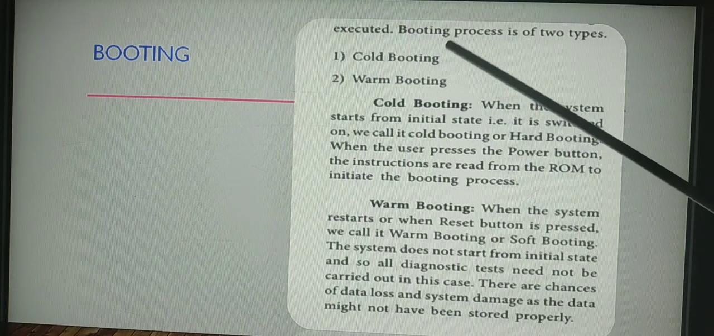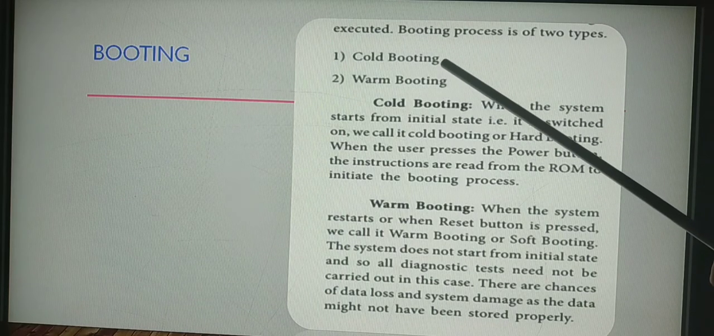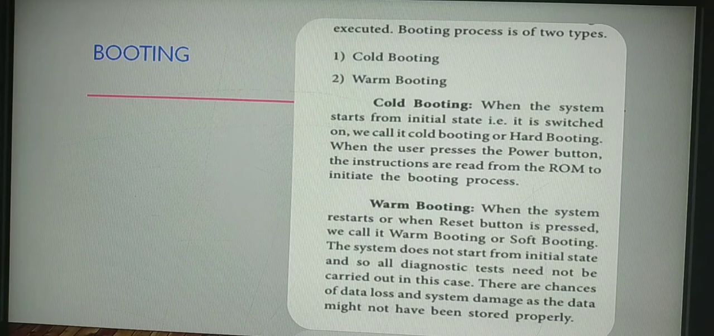So what are the types of booting? Just this alone can be asked for 2 marks. If it is asked for 2 marks, just specify the types alone. Otherwise, if the question says explain the booting process, and it is asked as a 3-mark question, you specify the types like this and then explain what is cold booting and warm booting. So this is an extra 3-mark question for you.